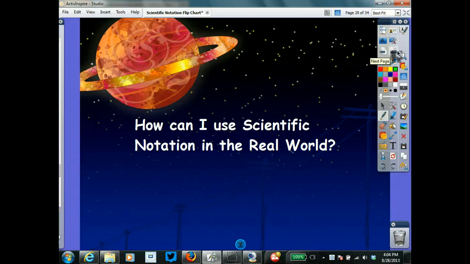So here's where we're actually going to be doing this in class. We're going to be doing some tasks. It is important to know the process of how to do it, because as we do, we're going to be applying it to the real world and real life situations in the next few days. So keep this in mind. How can I use scientific notation in the real world?